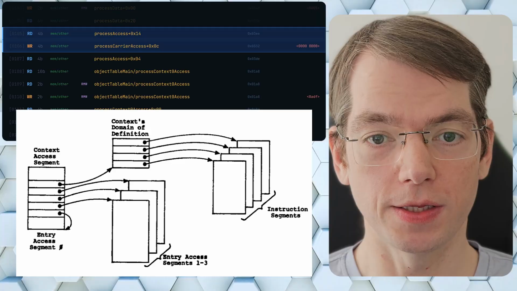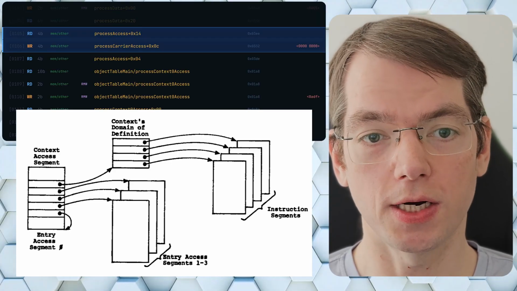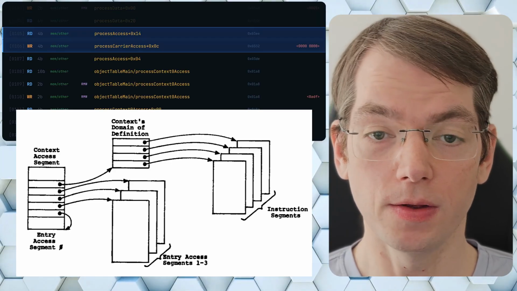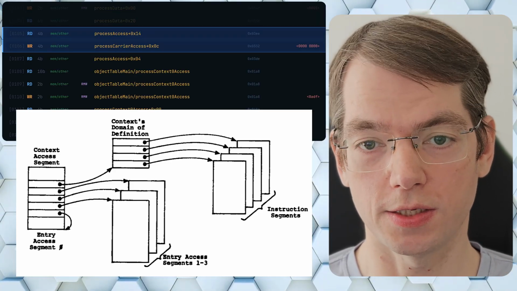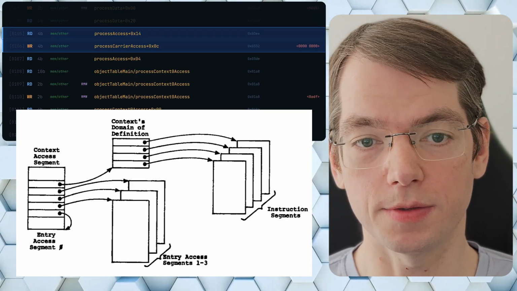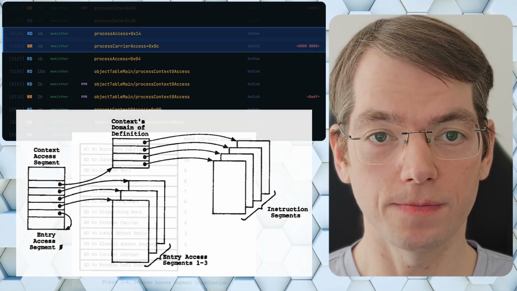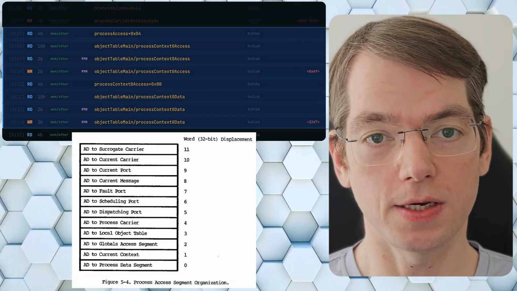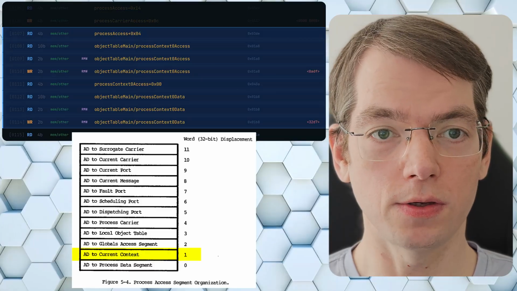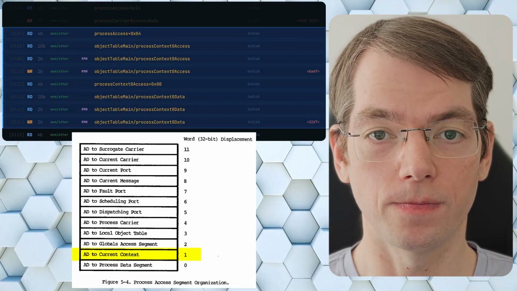Processes can have multiple contexts that call each other via inter-context calls. But I kept it simple. One context, one domain, one instruction segment, and a few data segments. Knowing that, we can decode the next actions of the GDP. It reads the current context that is executing within the process right now.